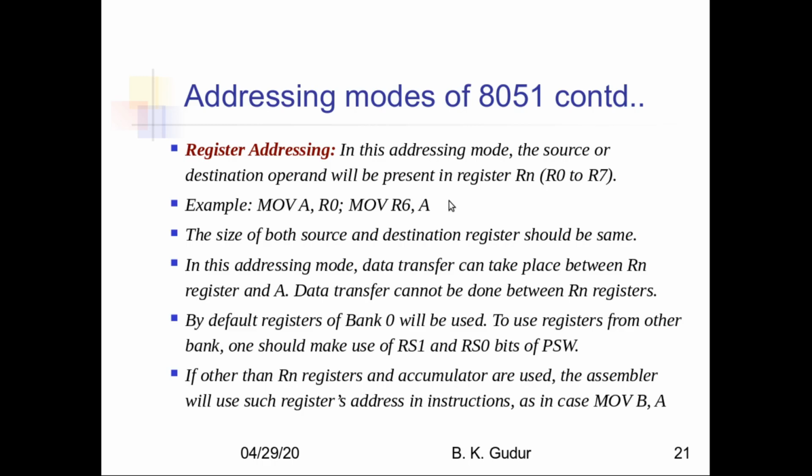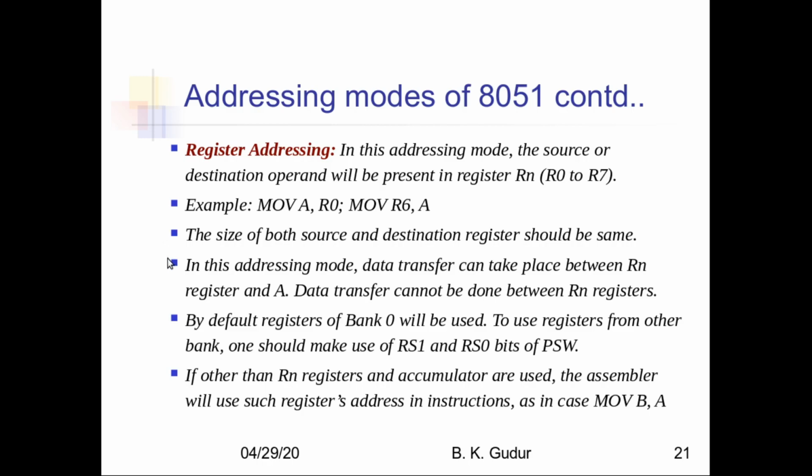If at all you want to move the content of R1 to R0, for that purpose we can use direct addressing. The address of R0 will be 00 in bank 0 and the address of R1 will be 01. So if I want to move the content of R1 to R0, I can write MOV 00, 01, which indicates move the content of memory location 01 to memory location 00.